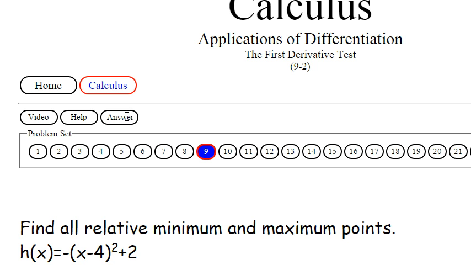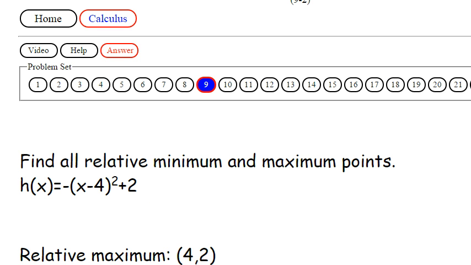Right, so we work some easy problems so that you get the hang of it. Right.